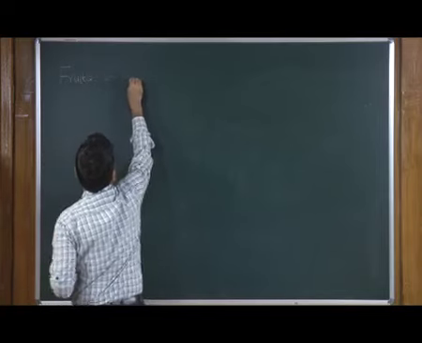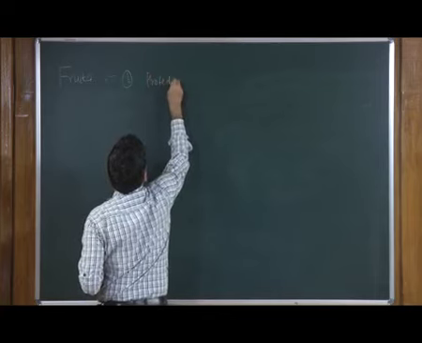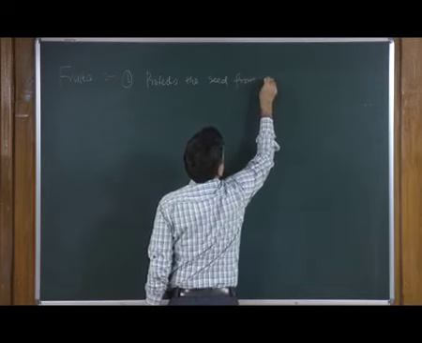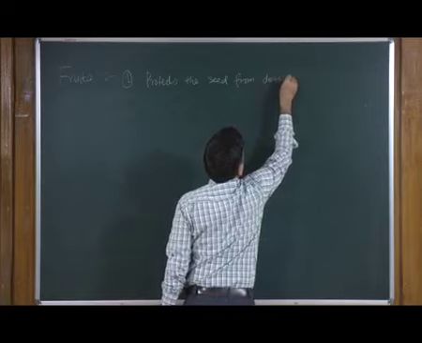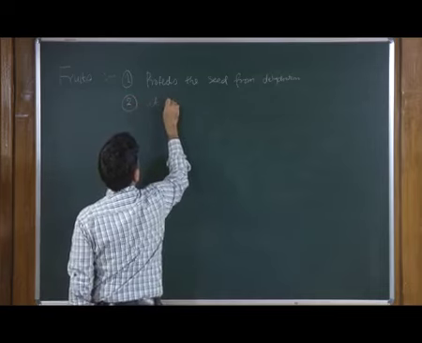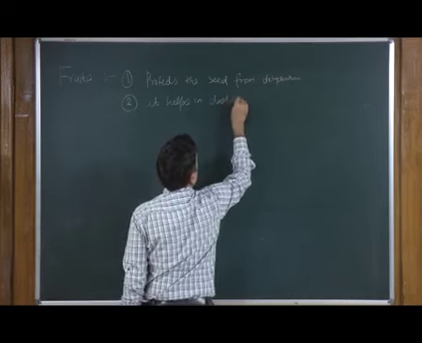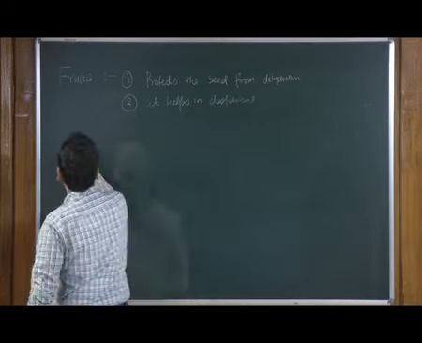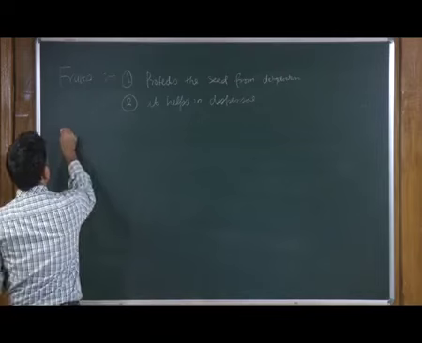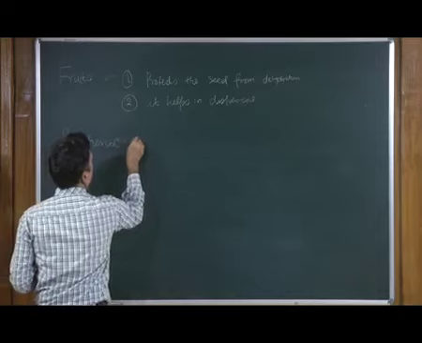So, as we discussed, fruit has two important functions. It protects the seed from dehydration. Number two, it helps in dispersal. So, these are the two functions of the fruits, and what we were discussing is parthenocarpy, or parthenocarpic fruits.